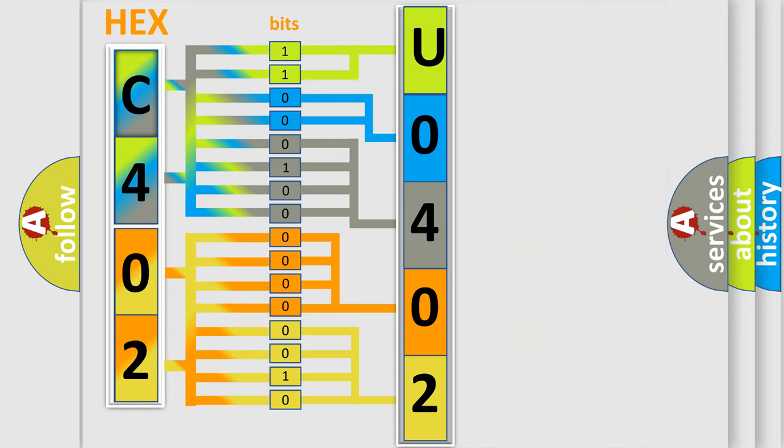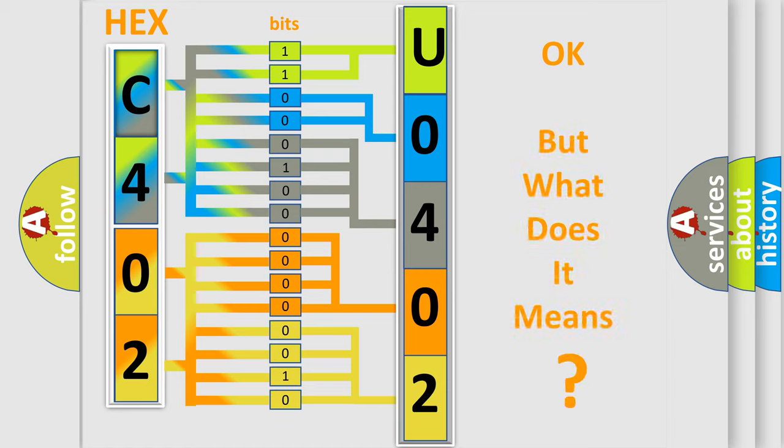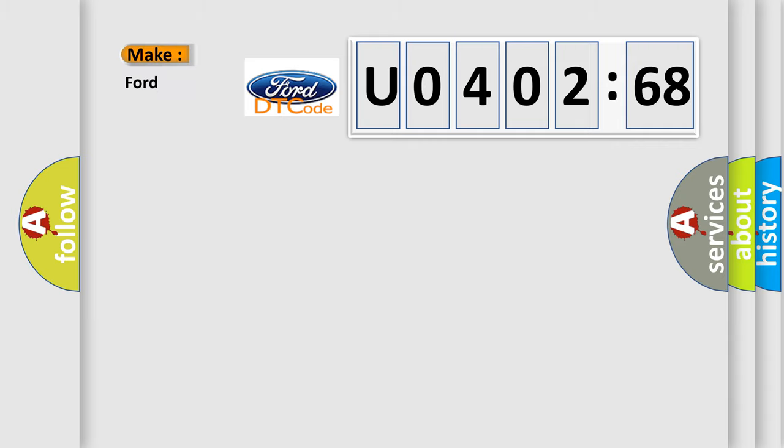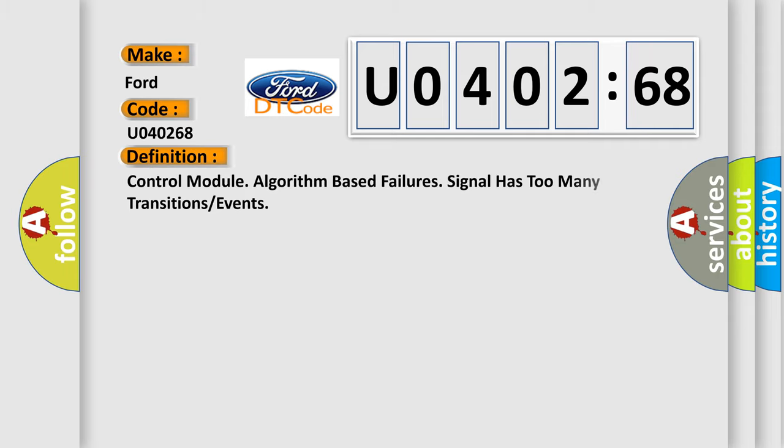We now know in what way the diagnostic tool translates the received information into a more comprehensible format. The number itself does not make sense to us if we cannot assign information to what it actually expresses. So, what does the diagnostic trouble code U0402-68 interpret specifically for Infiniti? The basic definition is: control module algorithm based failures signal has too many transitions or events.